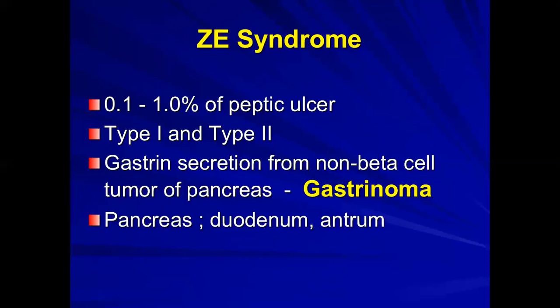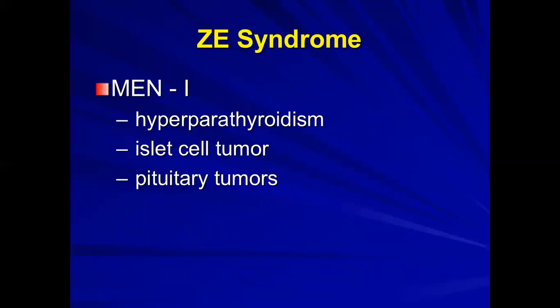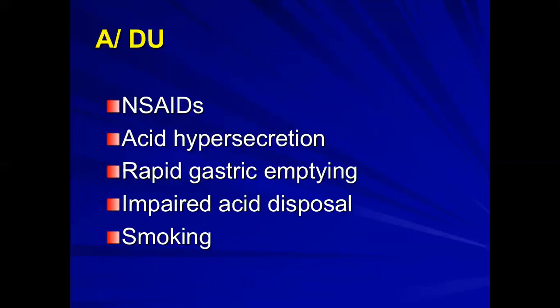The common sites for gastrinoma are the pancreas, duodenum, and antrum. In 20% of cases it is multiple. In 66% of the cases it is malignant. It's a slow growing indolent tumor. Parietal cell mass is increased in ZE syndrome, and there is some genetic basis in its pathogenesis, and it leads to massive hypersecretion of acid. So the mainstay of treatment is proton pump inhibitors. Sometimes Zollinger-Ellison syndrome is associated with MEN1, hyperparathyroidism, islet cell tumors, and pituitary tumors.